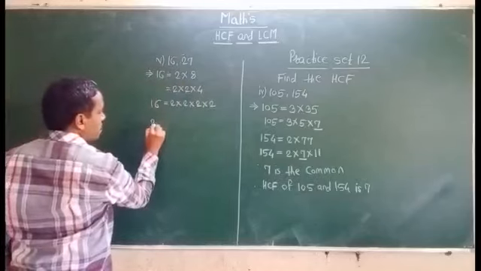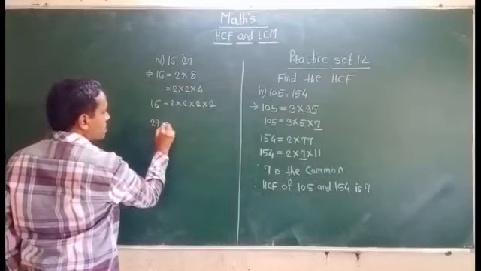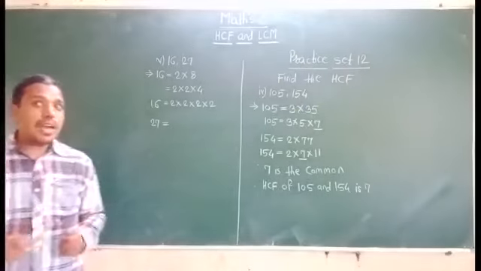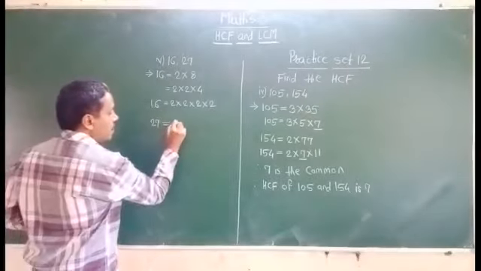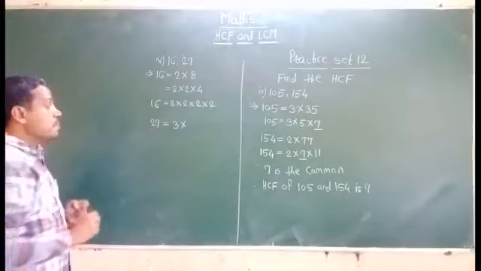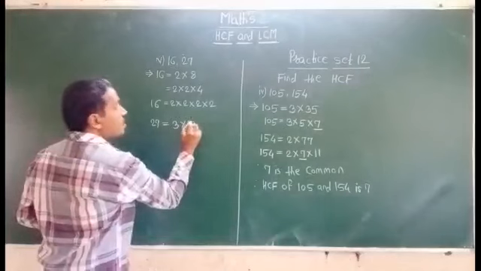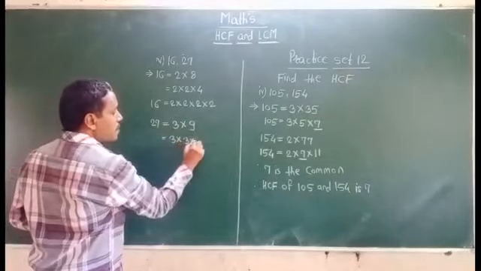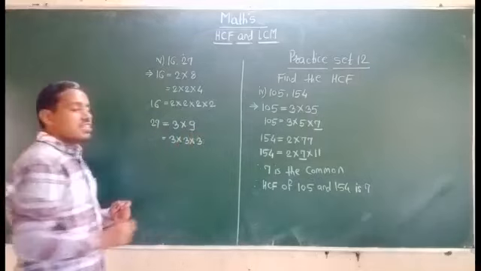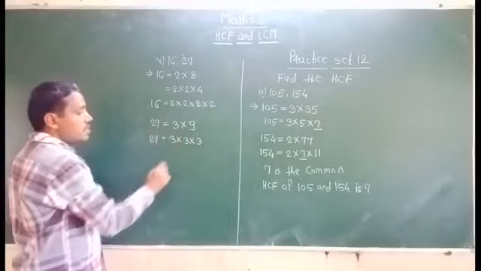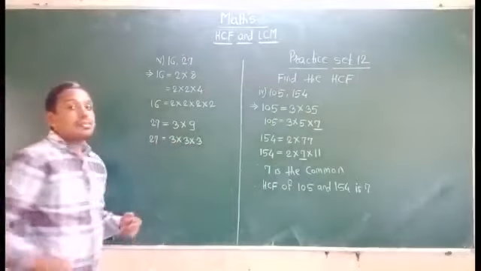Now, the prime factorization of 27. 27 is not divisible by 2. 27 is divided by 3. When we divide 27 by 3, we get the answer 9. Then that 9 is again divided by 3, we get the answer 3. So therefore, the prime factorization of 27 is 3 into 3 into 3.